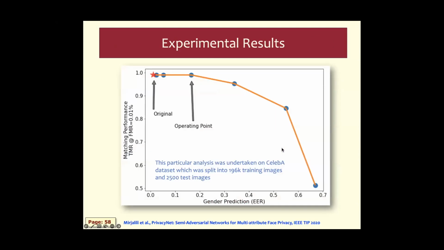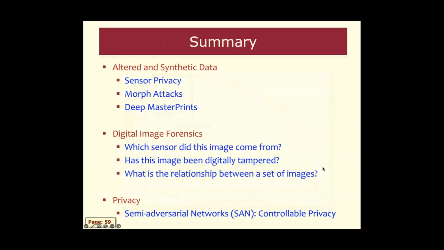We did a large number of experiments, and I won't go into those details, but this TIP paper from 2020 records a large number of experiments substantiating that this method is usable in order to impart soft biometric privacy to biometric images. So I'll stop there. I think I took more time than I wanted, with apologies to Anna and James. But these are some of the topics that we discussed today.